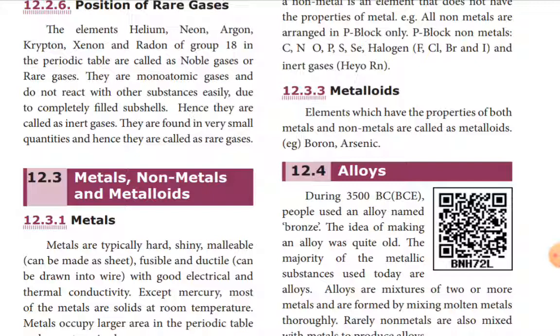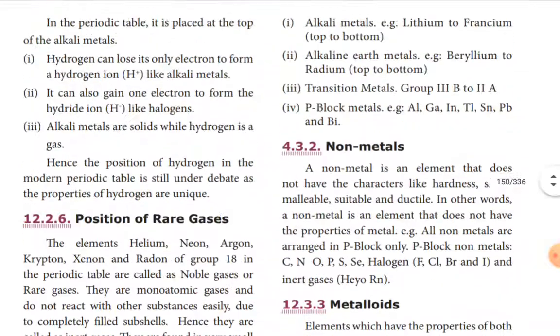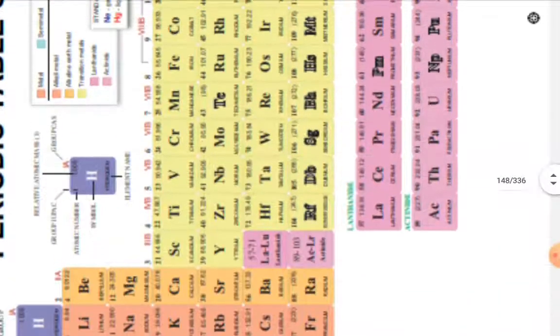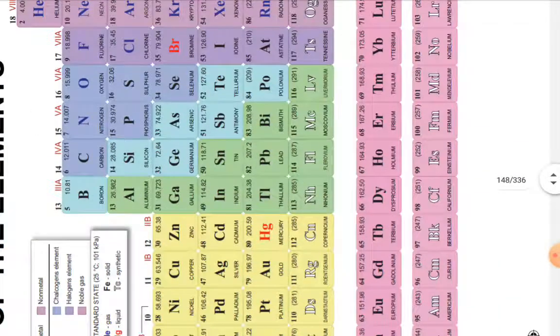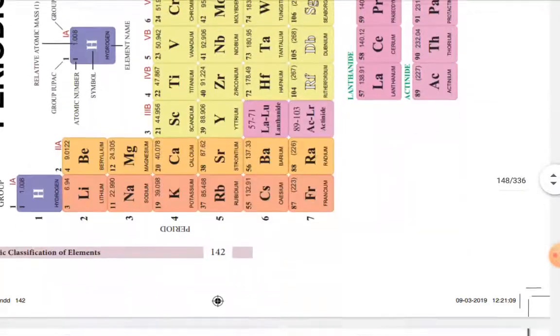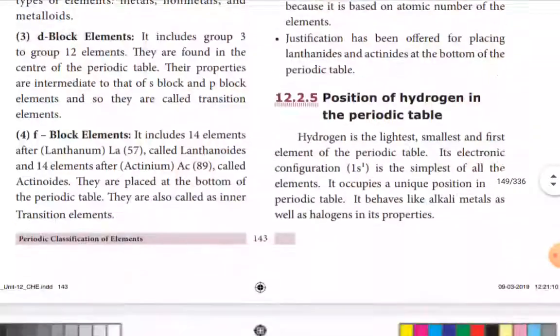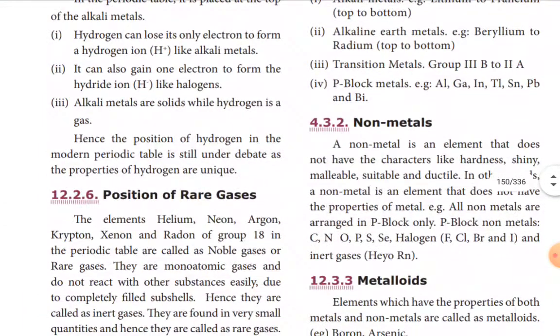So they behave like both metal and non-metal. In this periodic table, you can see that boron, silicon, germanium, arsenic, antimony, tellurium, polonium are semi-metals or metalloids.